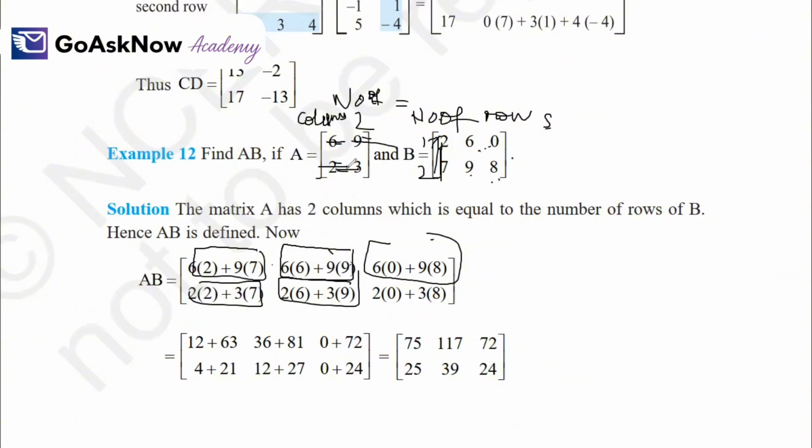2 into 0 plus 3 into 8. Just compute them and you will get the result after doing the product. You will get 75, 117, 72, 25, 39, and 24 as the final multiplication matrix. I hope that you got whatever I told today, and I clearly told you how the matrices are multiplied.